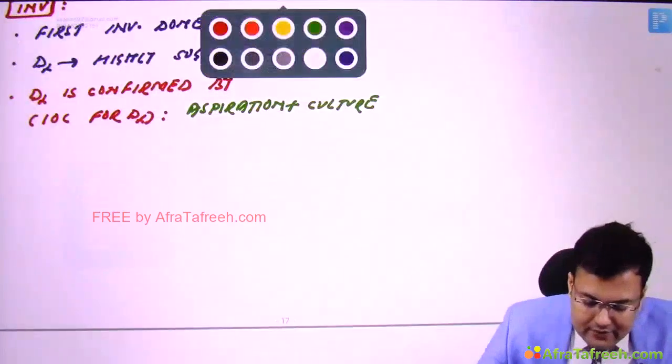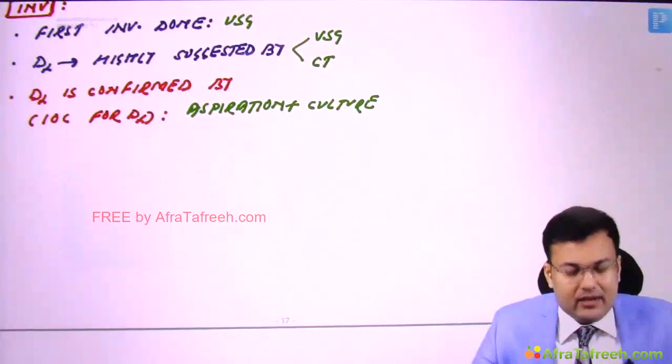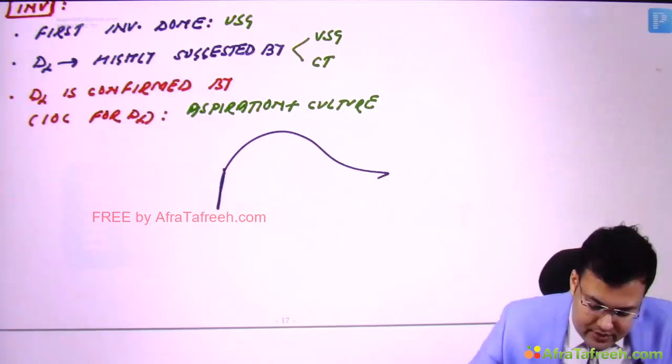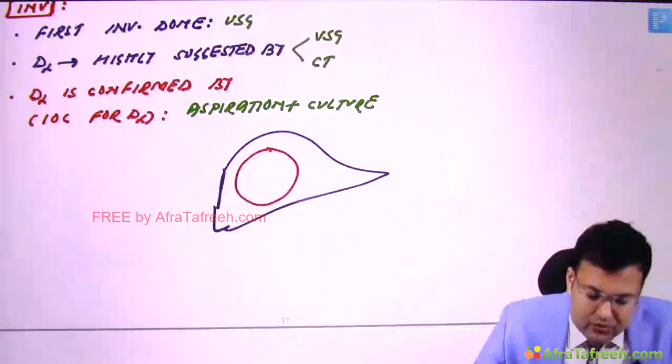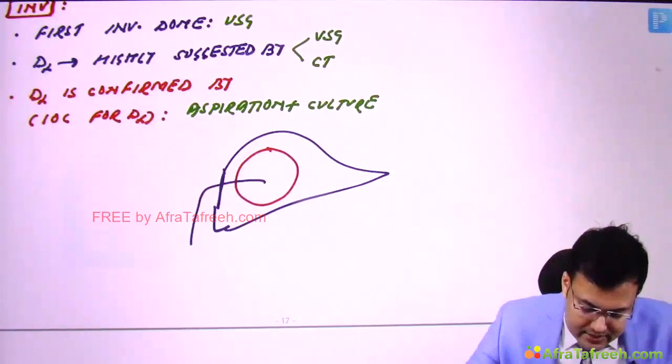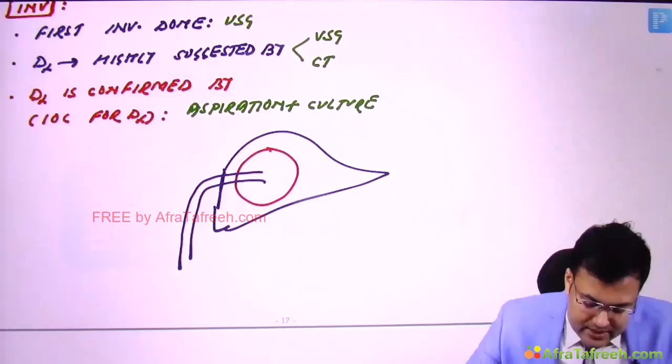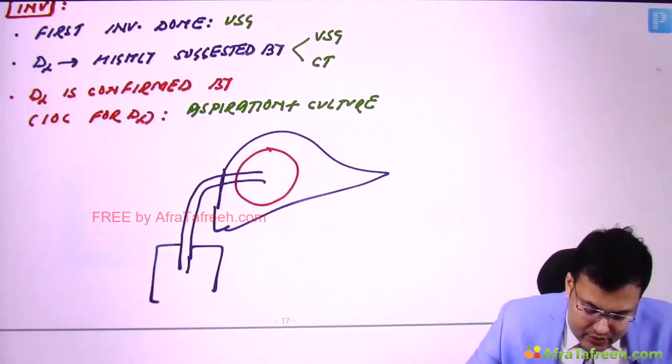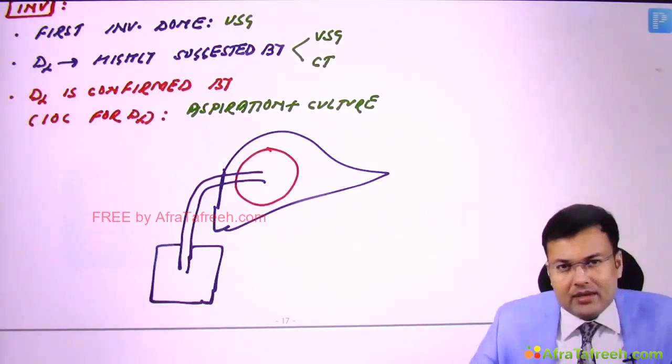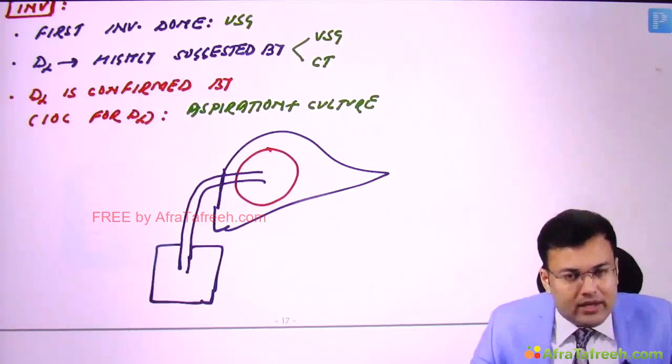Clear? If there is pus collection, it has to be drained. So how are we going to drain it? See, this is the liver, this is the pus collection. So what we do, we insert a pigtail catheter and attach it with a urobag. Clear? So what will happen? The pus collection keeps coming out in this urobag.